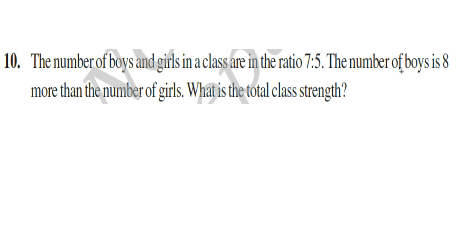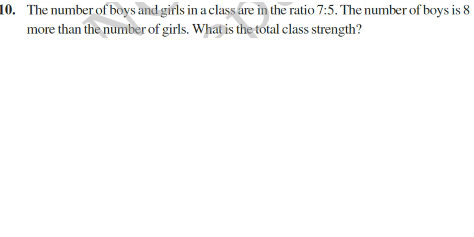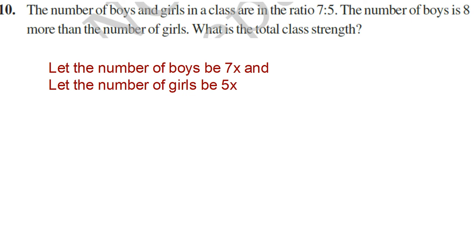The number of boys is 8 more than the number of girls. What is the total class strength? Since the ratio of boys to girls is given as 7 is to 5, we can take, let the number of boys be 7x and let the number of girls be 5x.